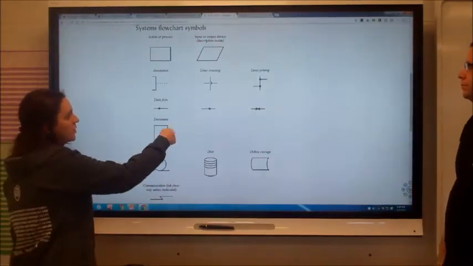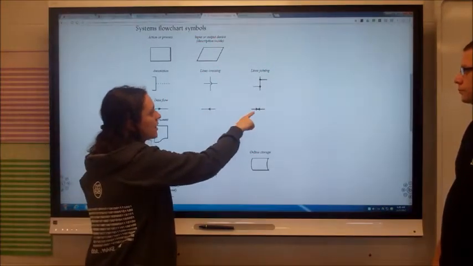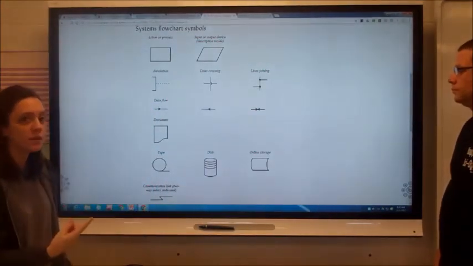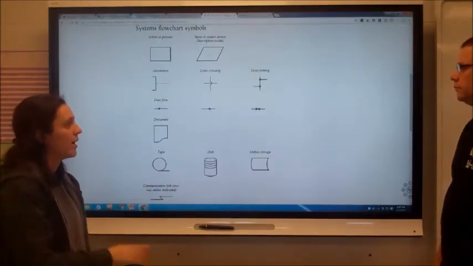So the first two are pretty straightforward. That one, everything's going towards the right. That one, it's going towards the left. This one means that it can travel in both directions, and things can flow back and forth depending on what you're trying to do and where it's coming from within your system.